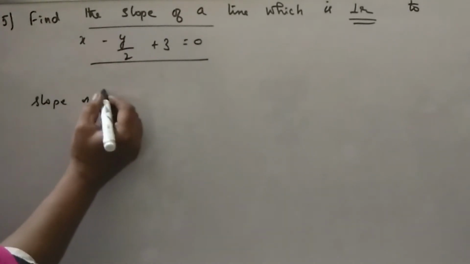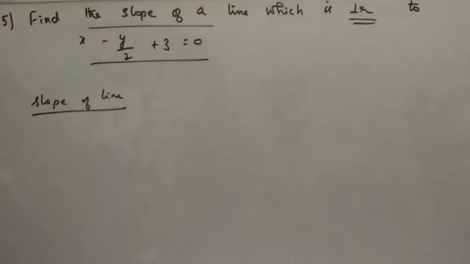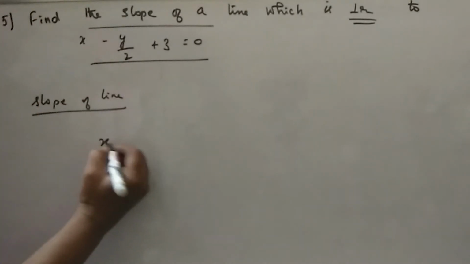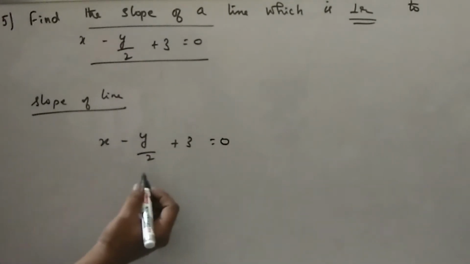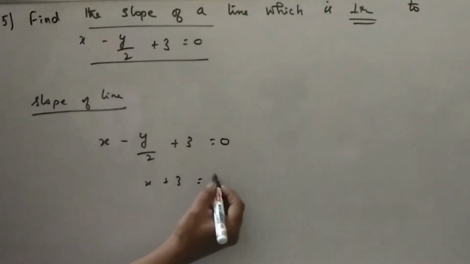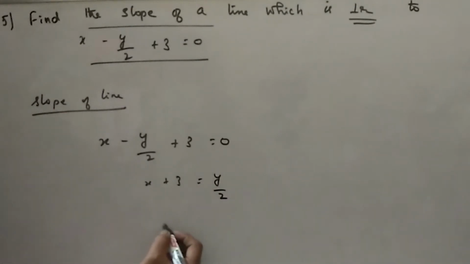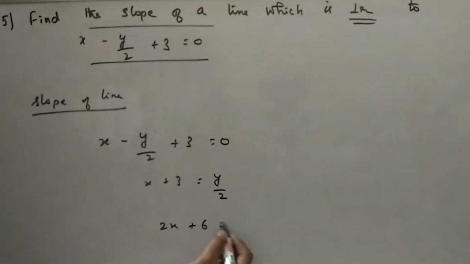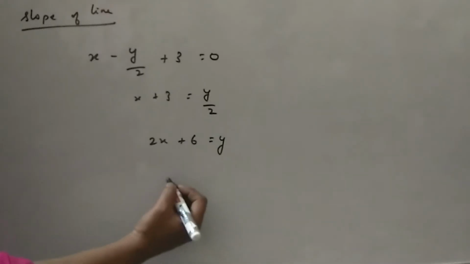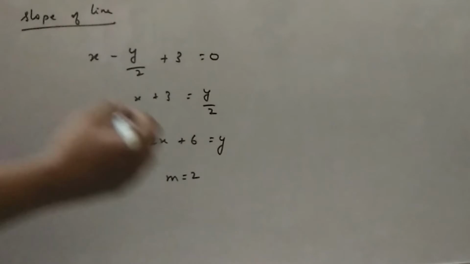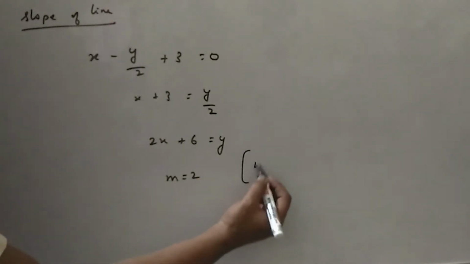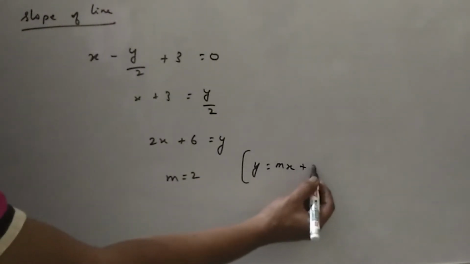We have to find the slope, right? x minus y upon 2 plus 3 is equal to 0. So x plus 3 is equal to y upon 2. Then 2x plus 6 is equal to y. Now compare this with y is equal to mx plus c. Therefore, m is equal to 2. You will get slope is equal to 2 by comparing with y is equal to mx plus c.